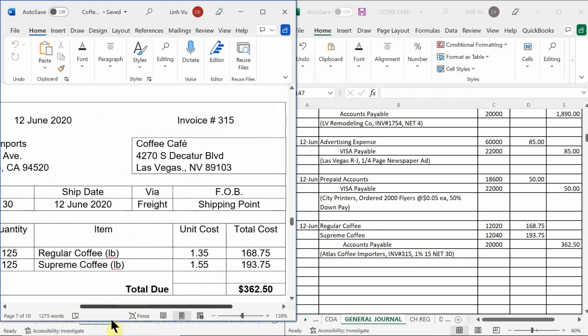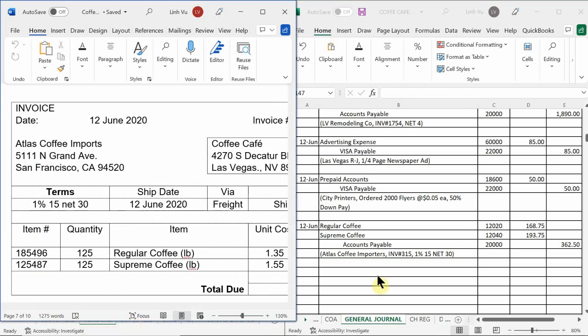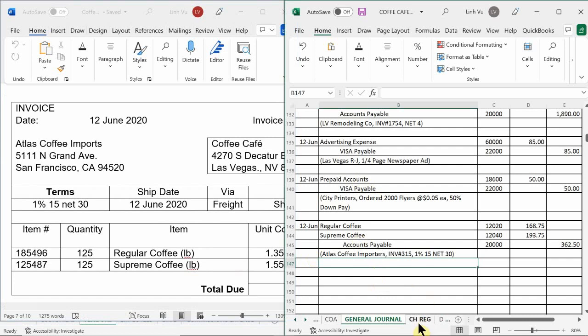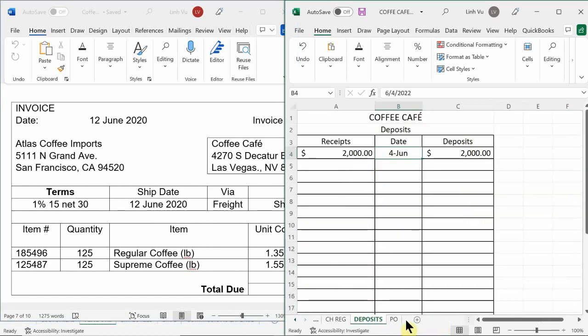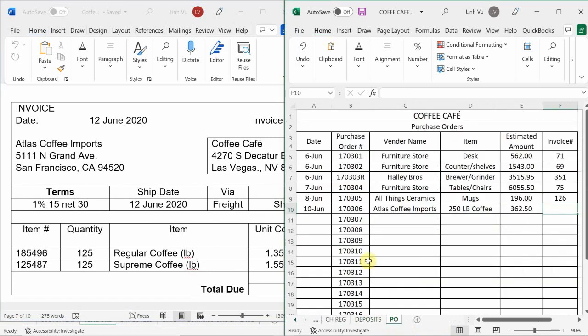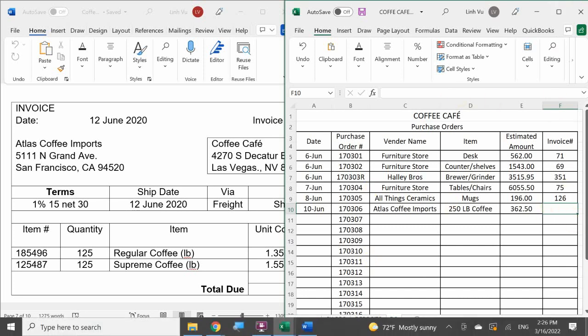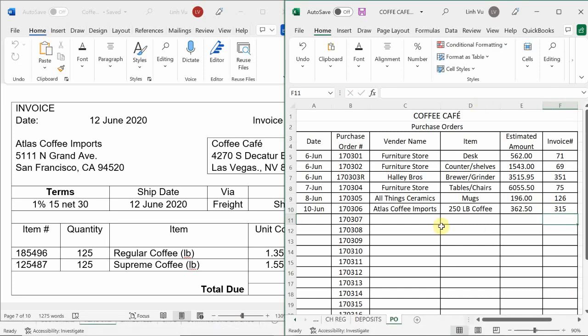All right. So before moving forth, let's go ahead and go to our purchase order so we know that we finally received our coffee, right? We received our 250 pounds of coffee, which was invoice number 315.